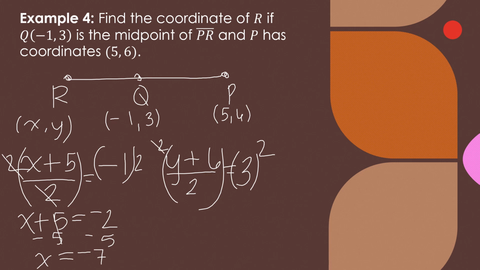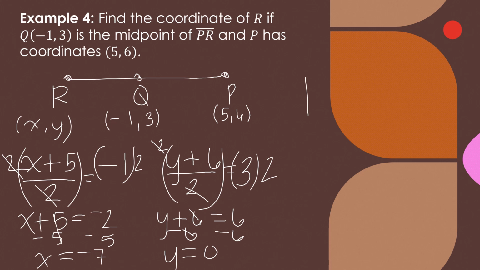Same thing for the y's. When I multiply by 2, that cancels out on the left, giving us y plus 6, and 3 times 2, that kind of looks more like 3 squared. Let me change that so it doesn't look like a square. 3 times 2 is 6. We're going to subtract 6, and y equals 0. So put this together, the coordinates of R are going to be negative 7, 0.